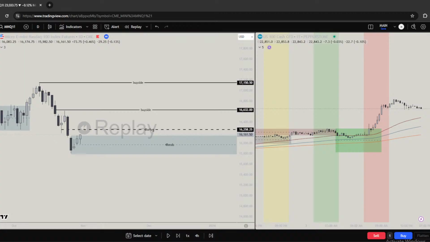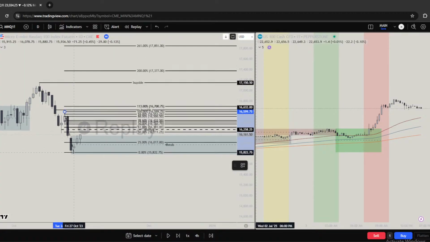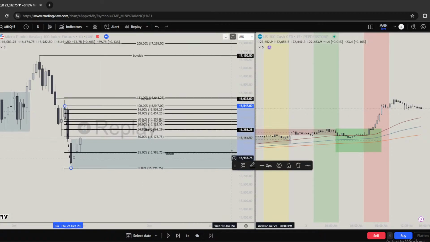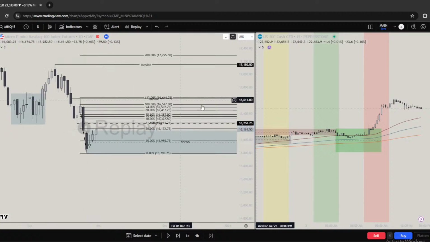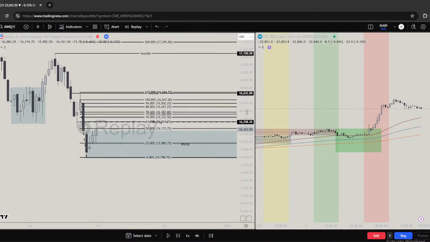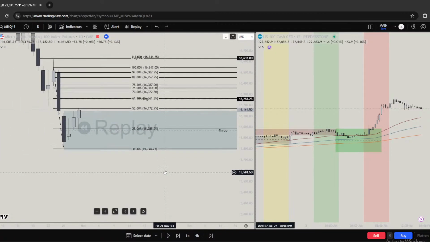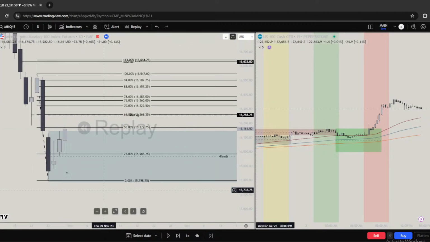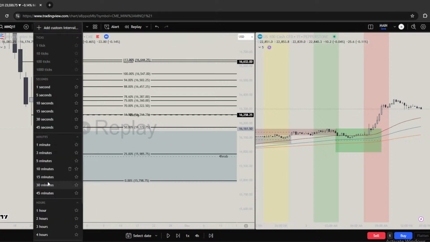Let's see how high price wants to go. I'll be looking at this buy side. Let's see, price rejected, came back and retested this order block.